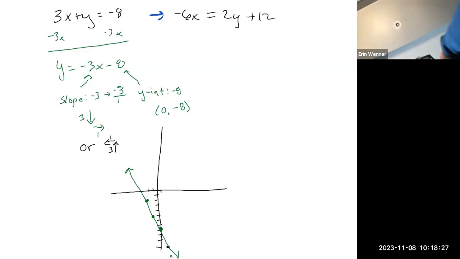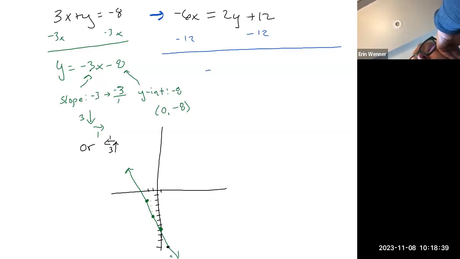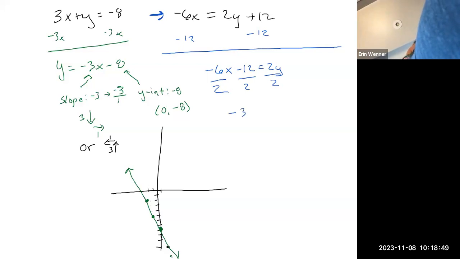So if we write this in slope-intercept form, we need to isolate y. So we can start by subtracting 12 from both sides. And you're probably like, wait, Erin, why are you moving it to the left? All I have to do is isolate y. So this gives me negative 6x minus 12 equals 2y. If we divide all 3 by 2, we're going to get negative 3x minus 4 equals y.